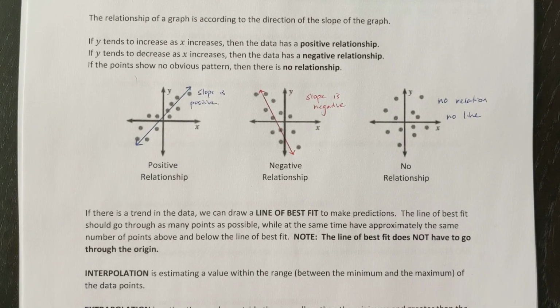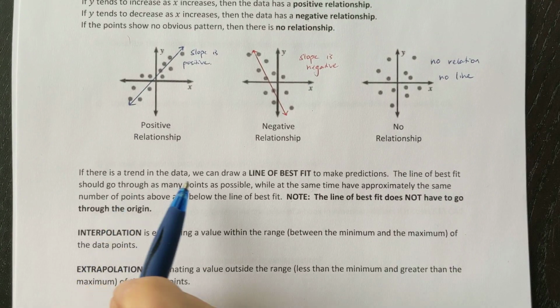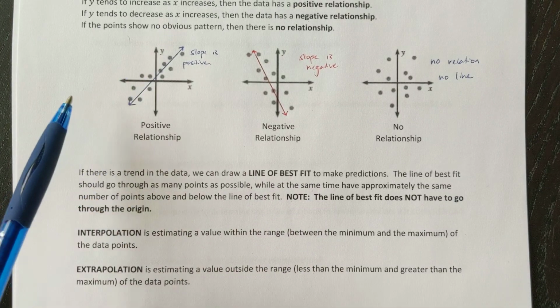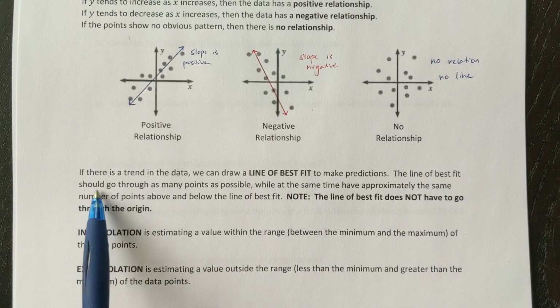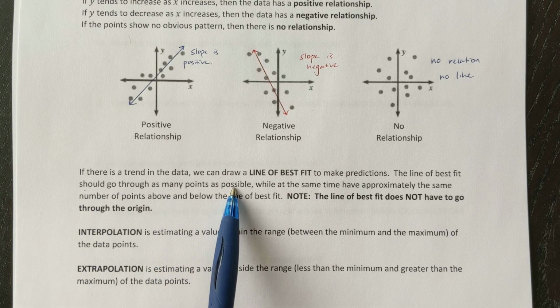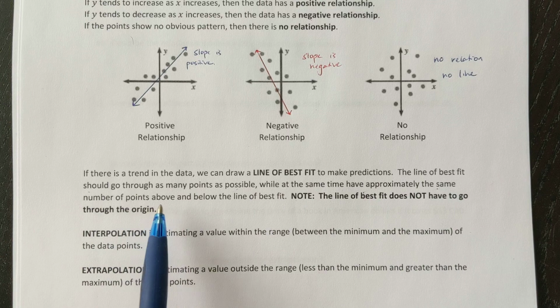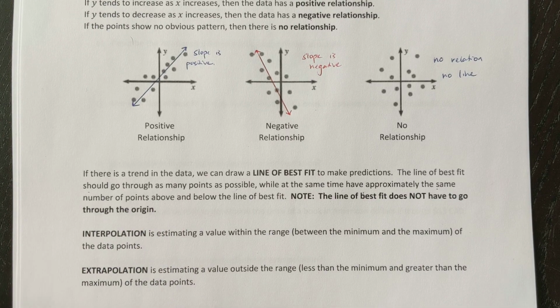If there is a trend, we can draw a line of best fit to make predictions. So that's what I did here. The line of best fit should go through as many points as possible, while at the same time having approximately the same number of points above and below the line of best fit.